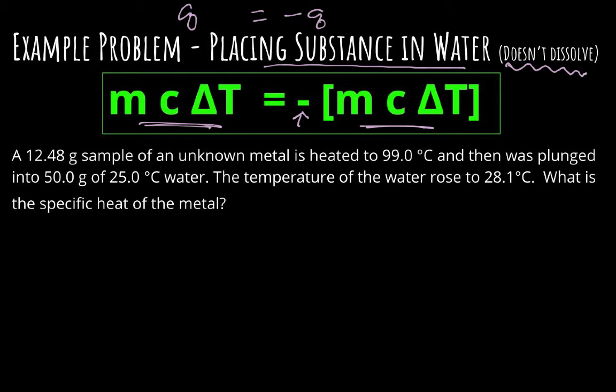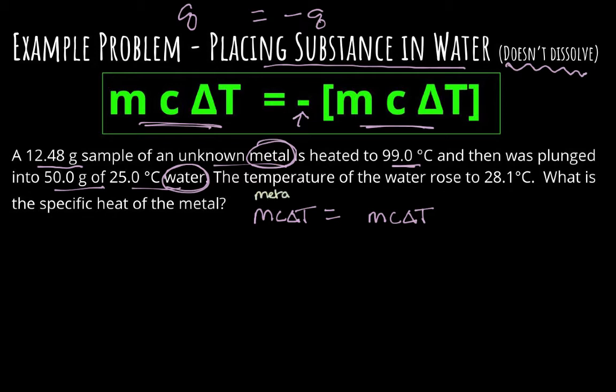So this one says we have a 12.48 gram sample of an unknown metal. It's heated to 99 degrees Celsius. Then it's plunged into 50 grams of 25 degrees water. Okay, so I have a metal that's being put into water. So what I'm going to do is mc delta T equals mc delta T. Okay, now for now, I'm not going to assign one negative, one positive. I'm going to hold off on that for a minute. So I'm going to say, okay, this is the metal, this is the water.